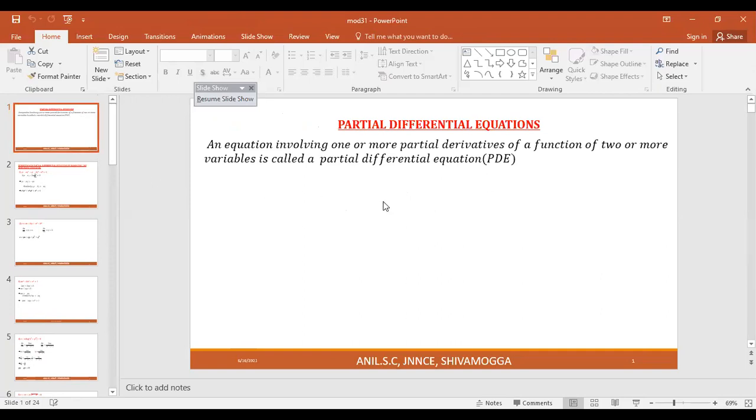This is third module actually, but for us it is second module, but it is in syllabus third module. Partial differential equations. Comparatively, this is a small and very simple chapter.